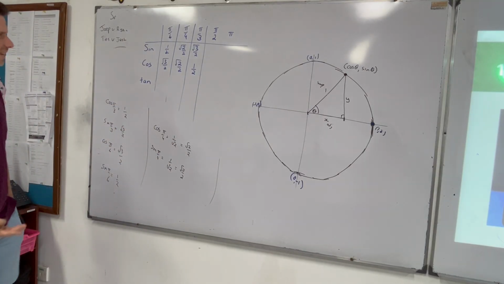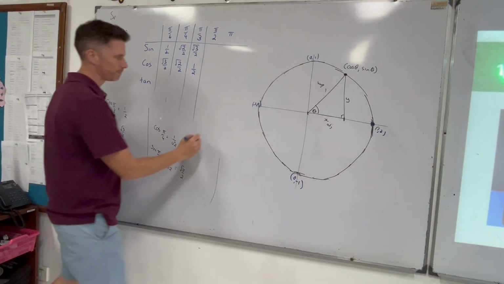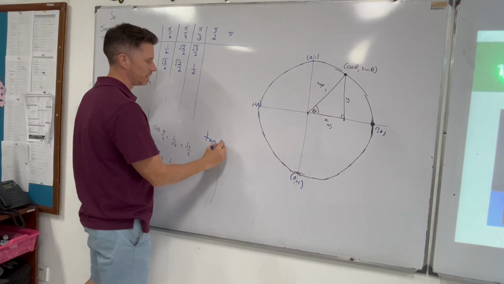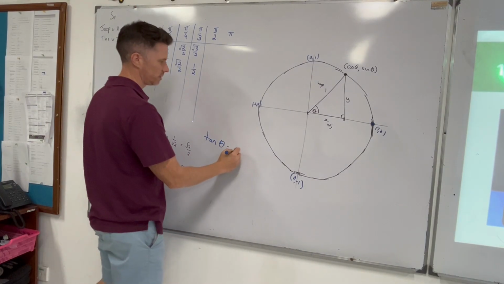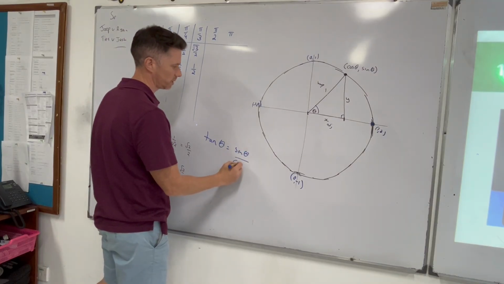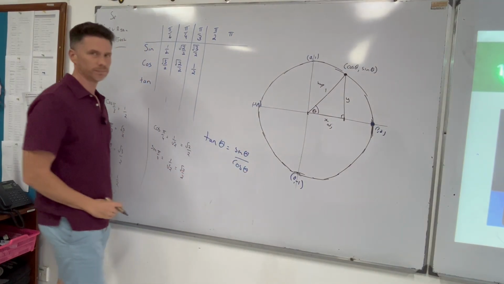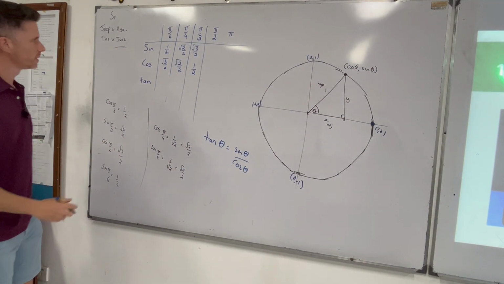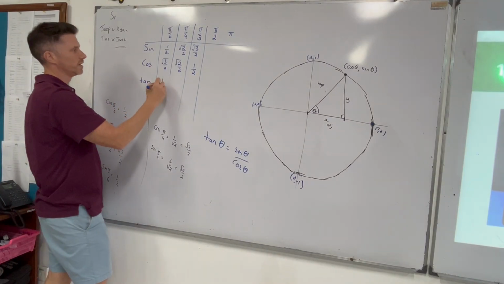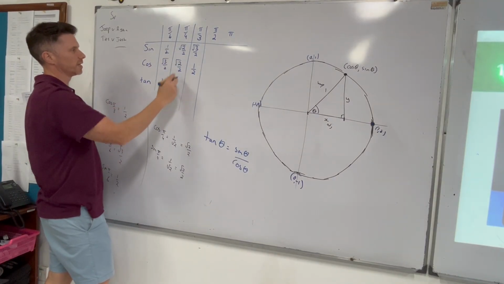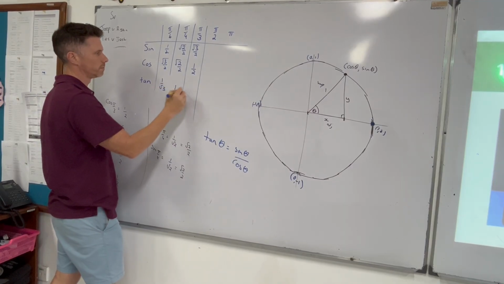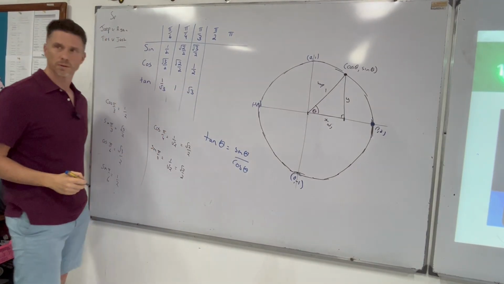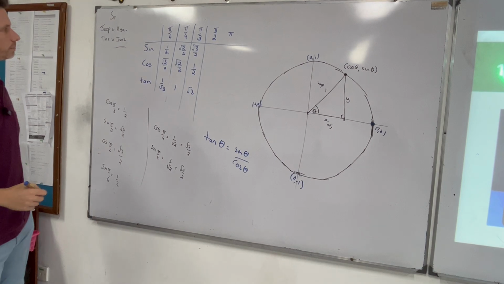And then how do I get tan again? You divide them. Tan theta, of course, is sine theta divided by cosine theta. It's 1 over root 3, then 1, then root 3, and the last one is undefined. Sine over cos: 1 over root 3, 1, root 3, and then undefined.